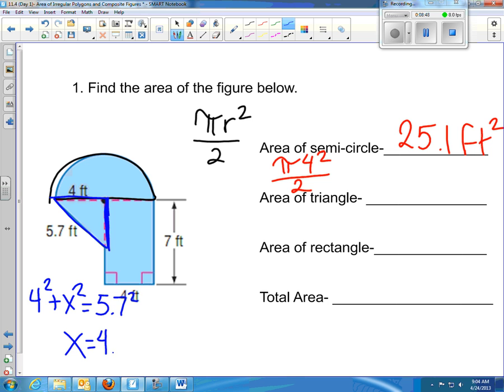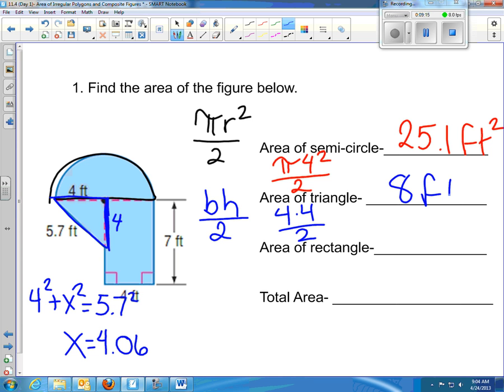So on my calculator, I end up with 4.06, and so we can roughly say that that's 4. And assume that that's going to be a radius. Let's just go with 4 for that. We could use 4.1, it's going to give us a close answer, too. So if we do that, area of a triangle is base times height, divide by 2. So we're going to take 4 times 4 and divide by 2. And if we do that, we get 8 feet squared for our triangle.